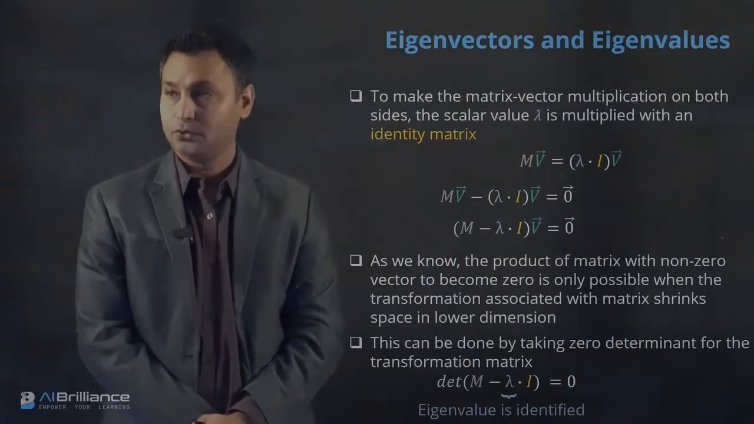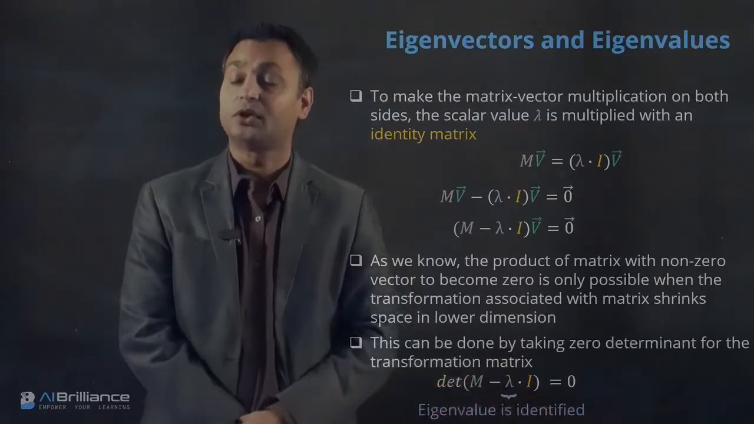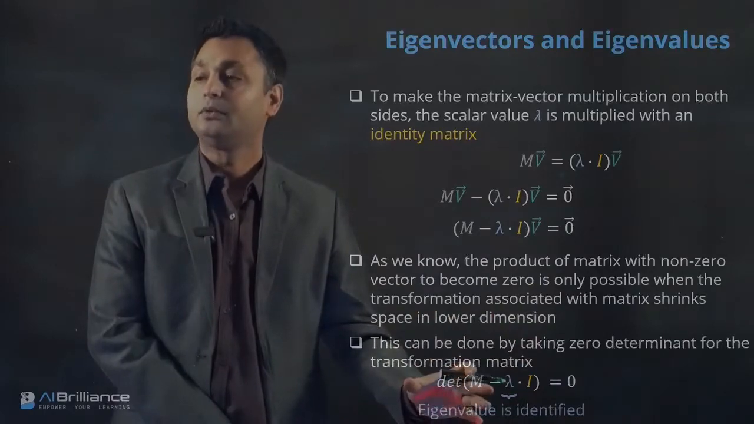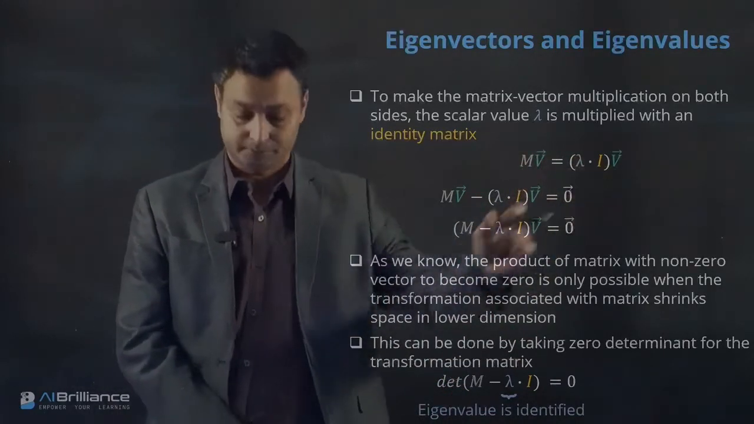So, that will be two steps. First, the eigenvalues will be found using this equation, which is also known as the characteristic equation, and we will talk about that. From there, we will go back and use this condition to find the vector v.